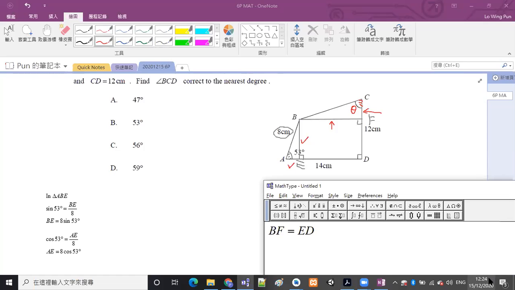Can you see this? Because they are the opposite sides of a rectangle. But ED should be just equal to 14 minus AE. But AE has been found to be 8 times cosine 53 degrees. So it should be 14 minus 8 cosine 53 degrees. This is BF.